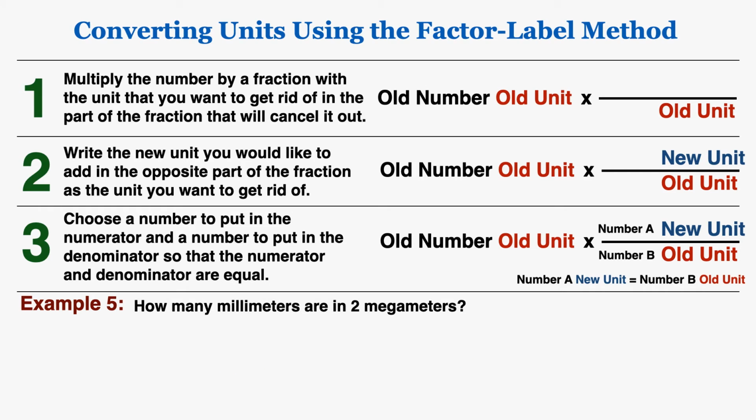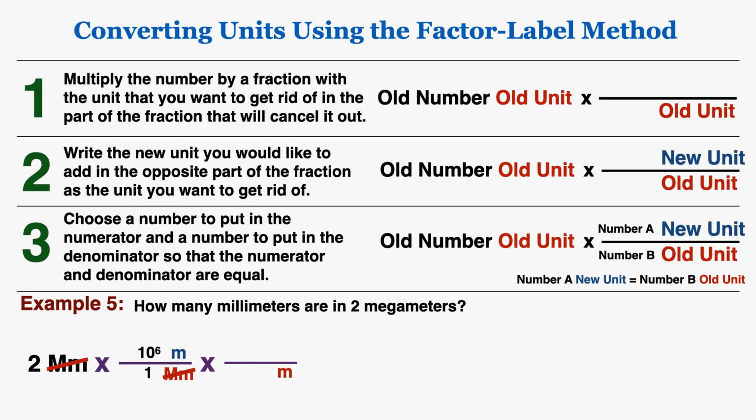Example number 5 says how many millimeters are in 2 megameters. I'm using this as an example of converting from one prefix to another prefix. So if you have 2 megameters, I'm first going to convert from megameters down to meters because I know the relationship there. For every 1 megameter, I know that the mega is standing for 10 to the 6th. So for every 1 megameter, there's 10 to the 6th meters.